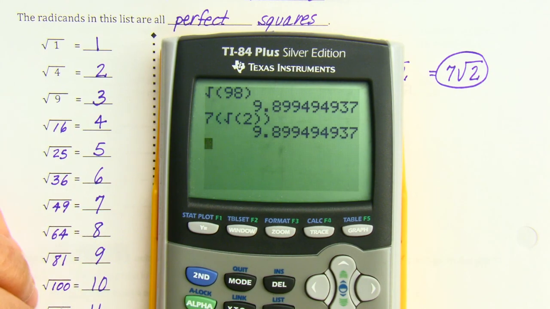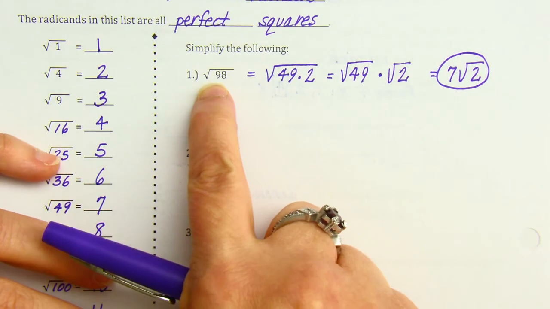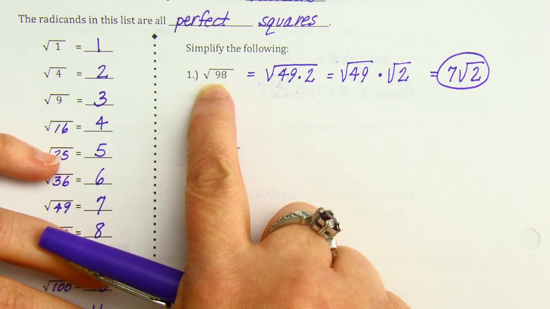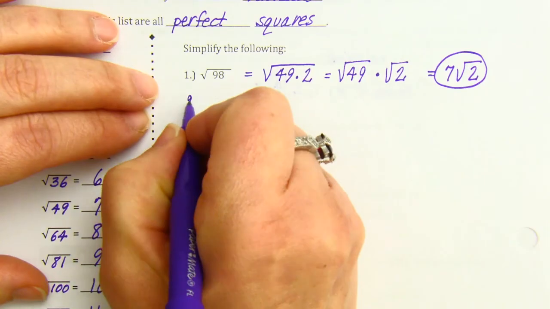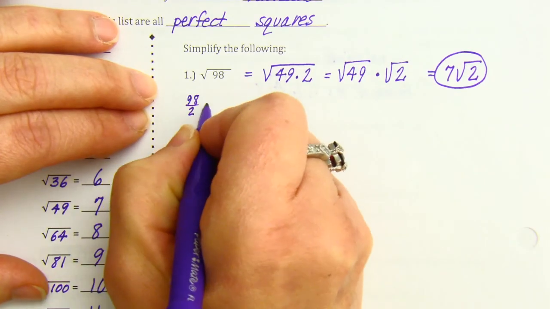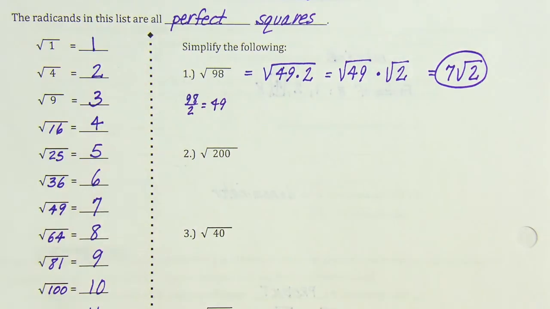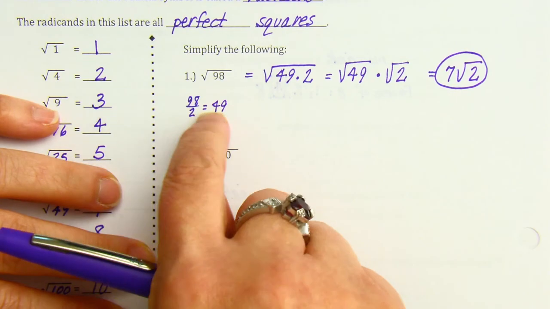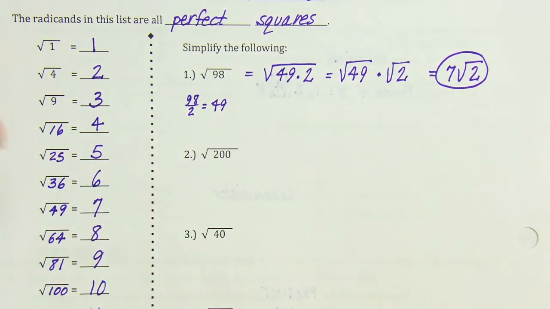Another way that you can use the ladder method is to take your radicand and first divide it by 2. Cut it in half, especially if it's even. If it's odd, don't divide by 2. But if it's an even number, you could say 98 divided by 2 is 49. And hey, 49 is a square. So now I've got my two factors of 98, and one of them is a square. It's up to you how you want to do that.